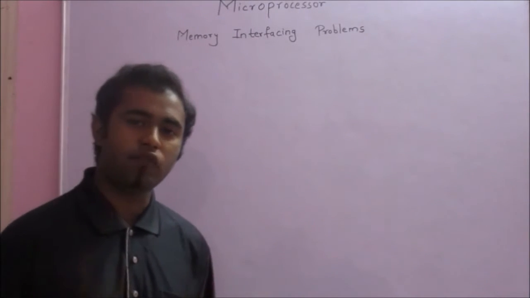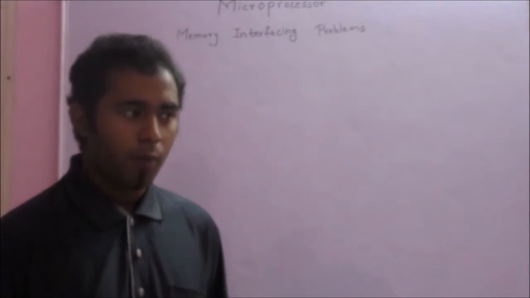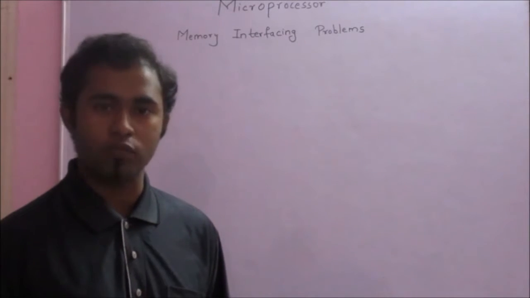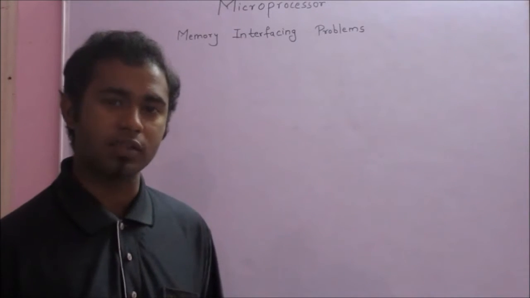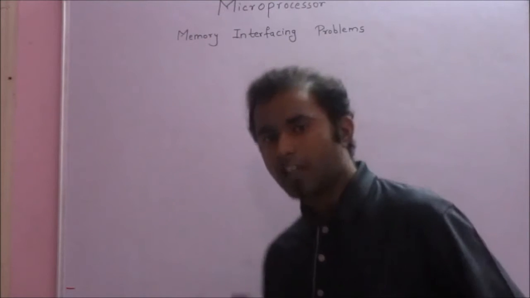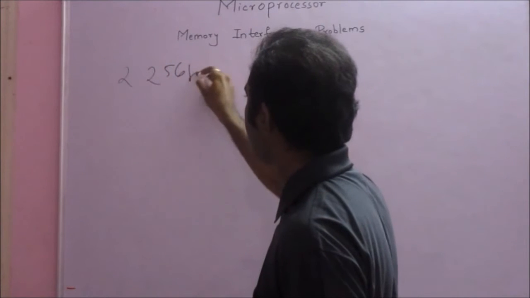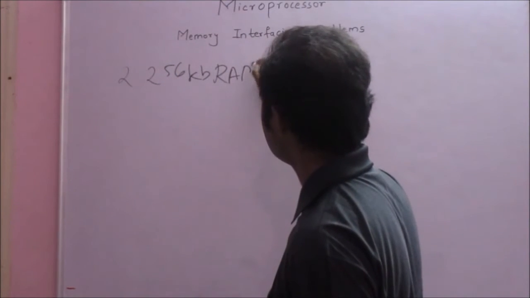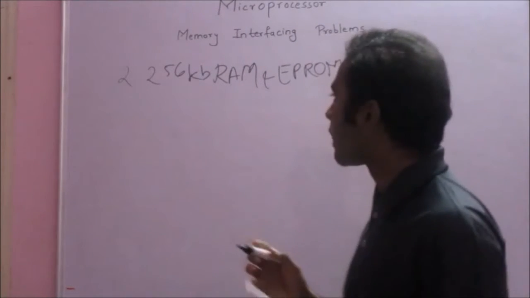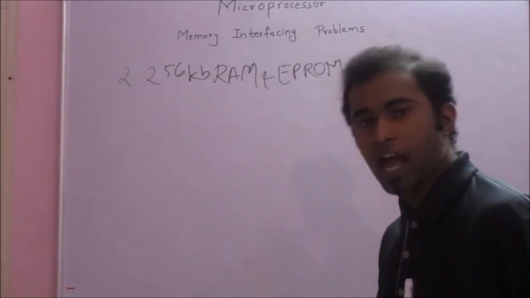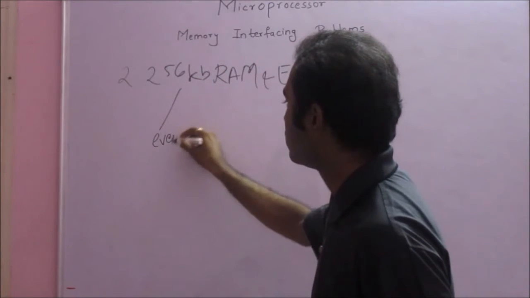This problem says that you have to interface a RAM and a ROM with the microprocessor 8086. Basically they give you two RAMs and two ROMs, and if they give you only one RAM and one ROM, divide them into two parts. Let's take an example where they have given you two 256 KB RAMs and two EPROMs. Now these 256 KB RAMs and ROMs will be used as one even and one odd.